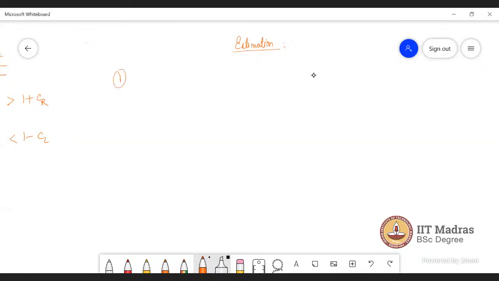So we have like 3 parts here. One, we are looking at method of moment estimator. Second, we have maximum likelihood estimator. And the third is Bayesian estimator.